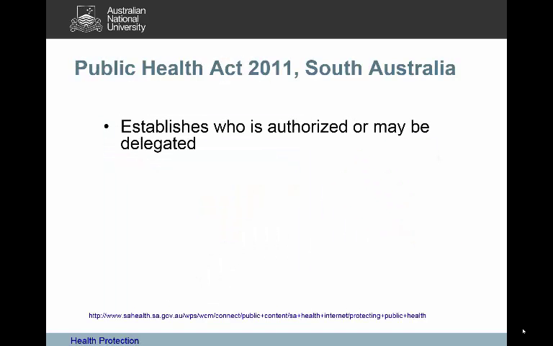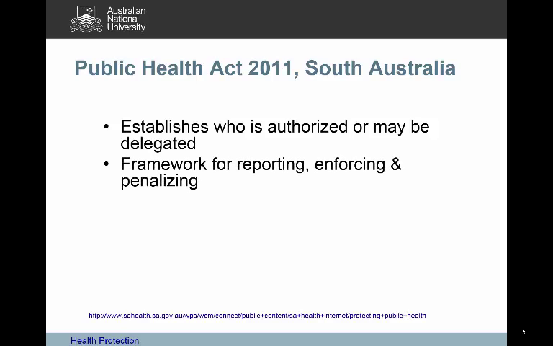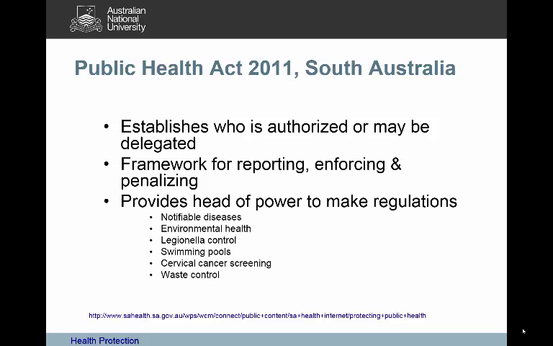So they've got a Public Health Act which establishes who is authorised or may be delegated, so it names specific positions. So it might be the Chief Health Officer for the state, and that Chief Health Officer might be able to delegate some of the functions to people within the organisation. The Public Health Act establishes a framework for reporting, enforcing and penalising people and organisations that breach the Act. And more importantly, it provides a head of power to make regulations on a range of different things.